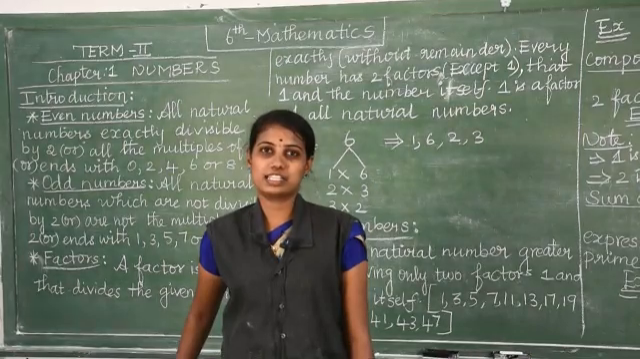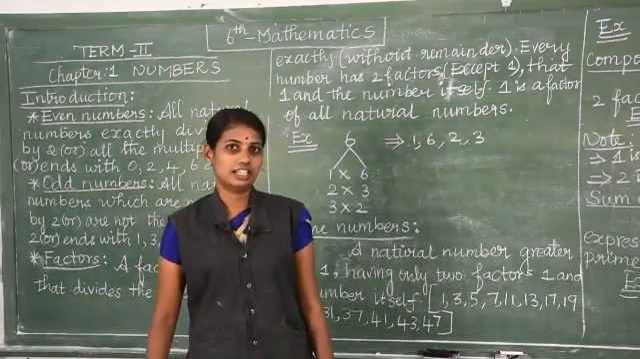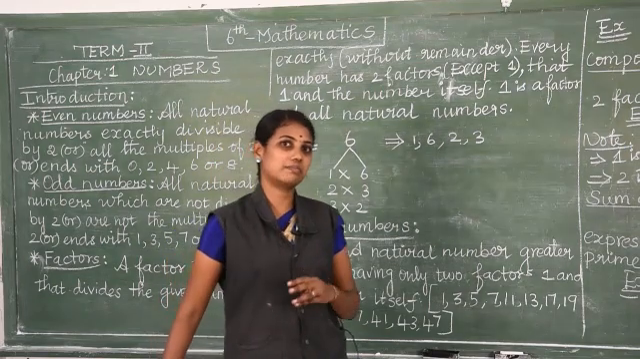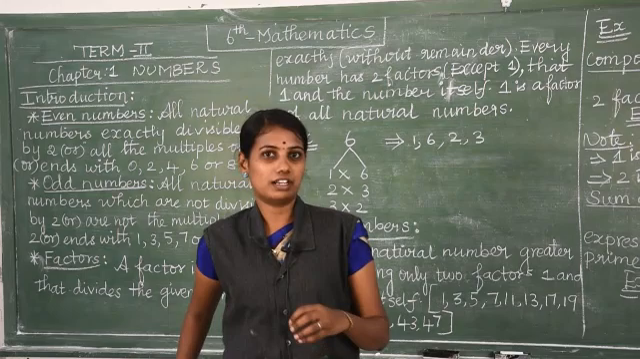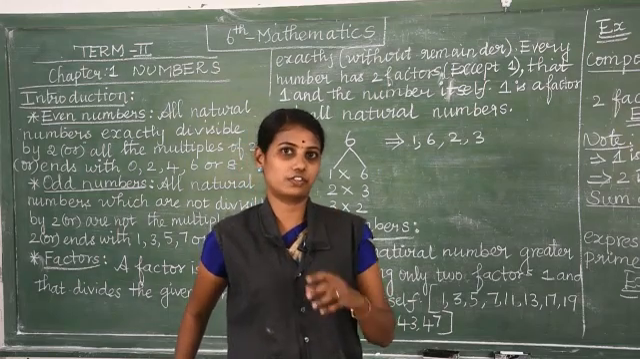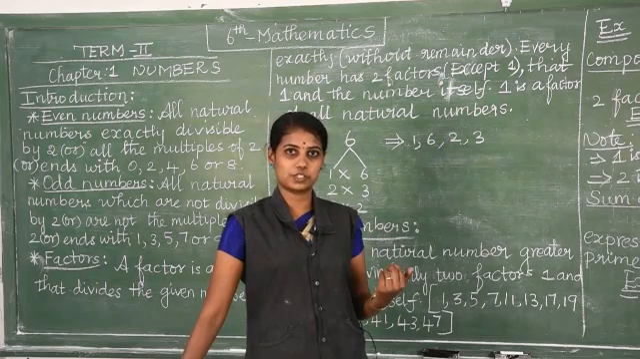Okay, chapter 1 is numbers. Already we learned about numbers in term 1. In term 1 we learned about the Arabic number system, Indian system, and international system. Now we are going to learn about the specification of numbers, that is even numbers, odd numbers, prime numbers, and composite numbers.